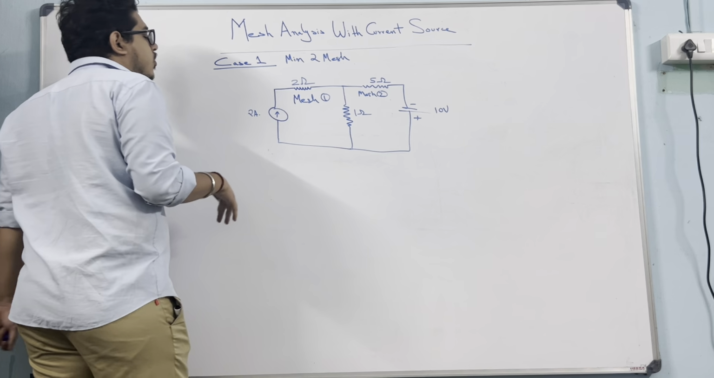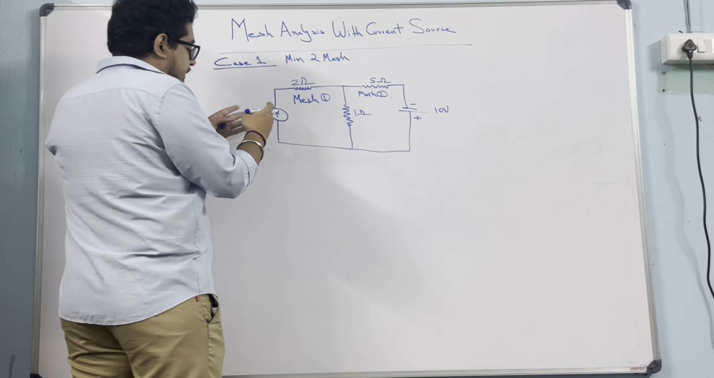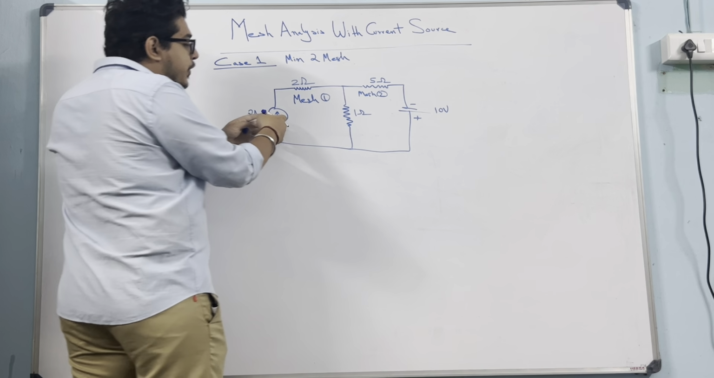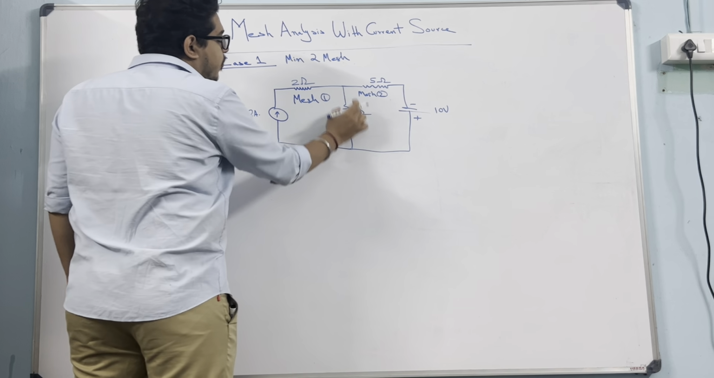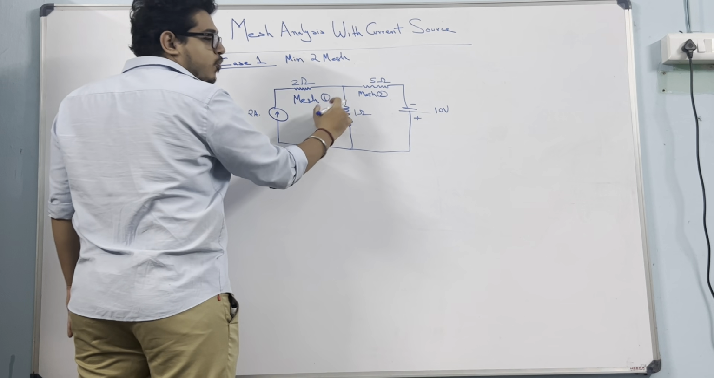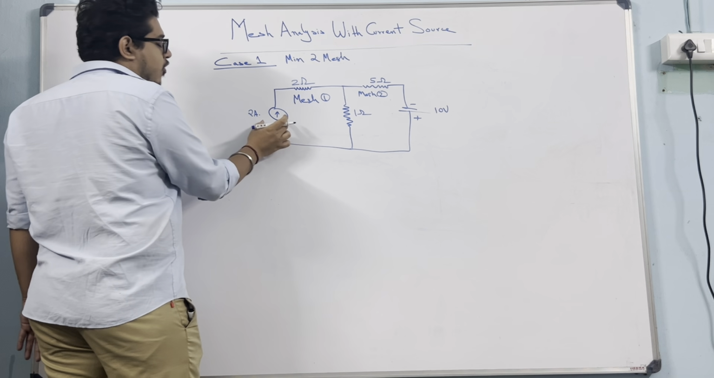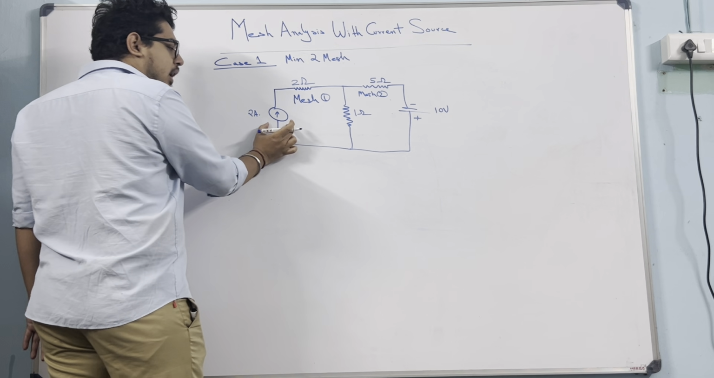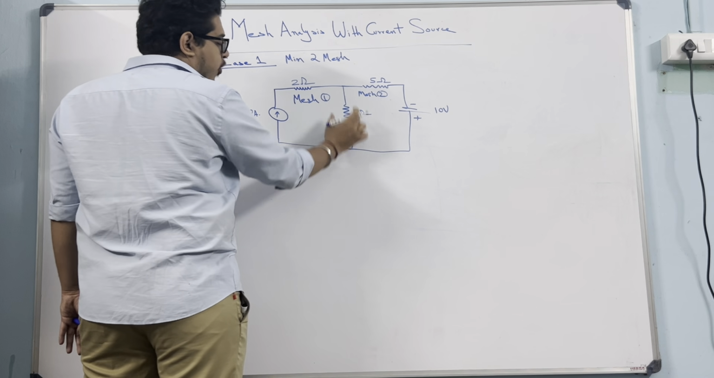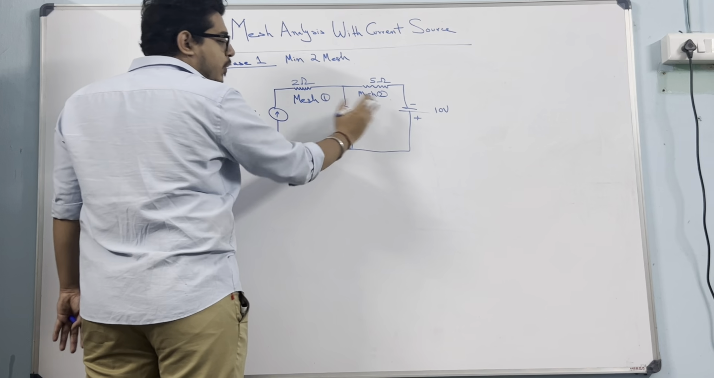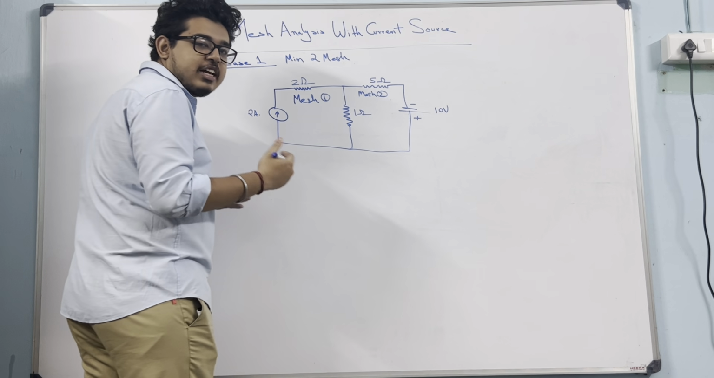And what is case 2? Case 2 is when the same current source is between both meshes, in the junction branch of both meshes. Case 1 means it is present in only one mesh, but if it were at this junction point, in this between branch, then it would be between two meshes and would be case 2. So we have different approaches to solve case 1 and case 2.